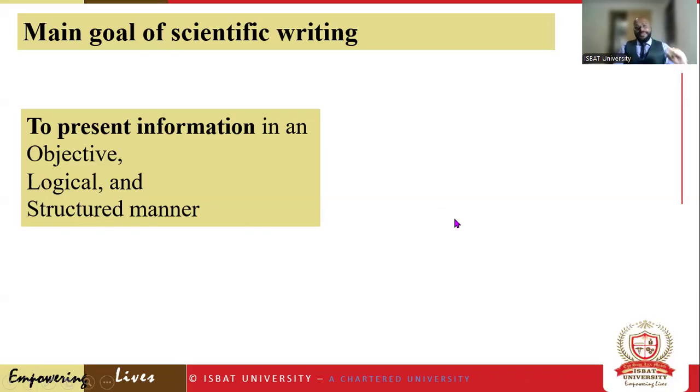When you say communication, the information you are going to put should be in an objective, logical, and structured manner. That is the first part of writing scientific research. Before you write, you should have research behind it. You should have done a small research, a micro research. Whom are you going to address this to?